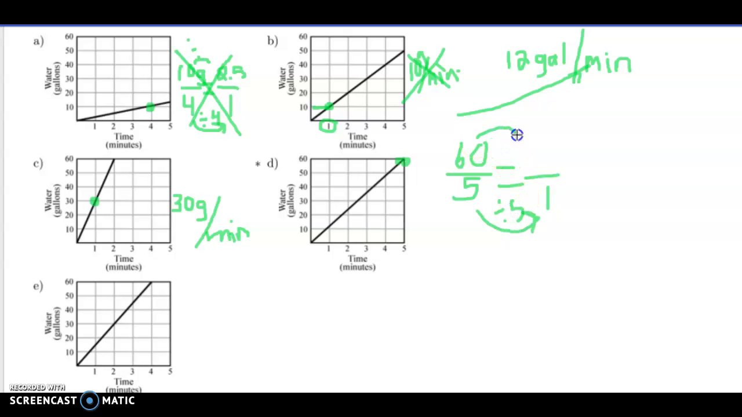Anything I do to the bottom, I do to the top for equivalent ratios, which you did in 7th grade, remember. And I'm going to take my calculator and do 60 divided by 5. Oh my gosh, I'm so excited right now because guess what I got? I got 12. And that's what I'm looking for, 12 gallons per minute. Woohoo! That's the answer. Good luck.